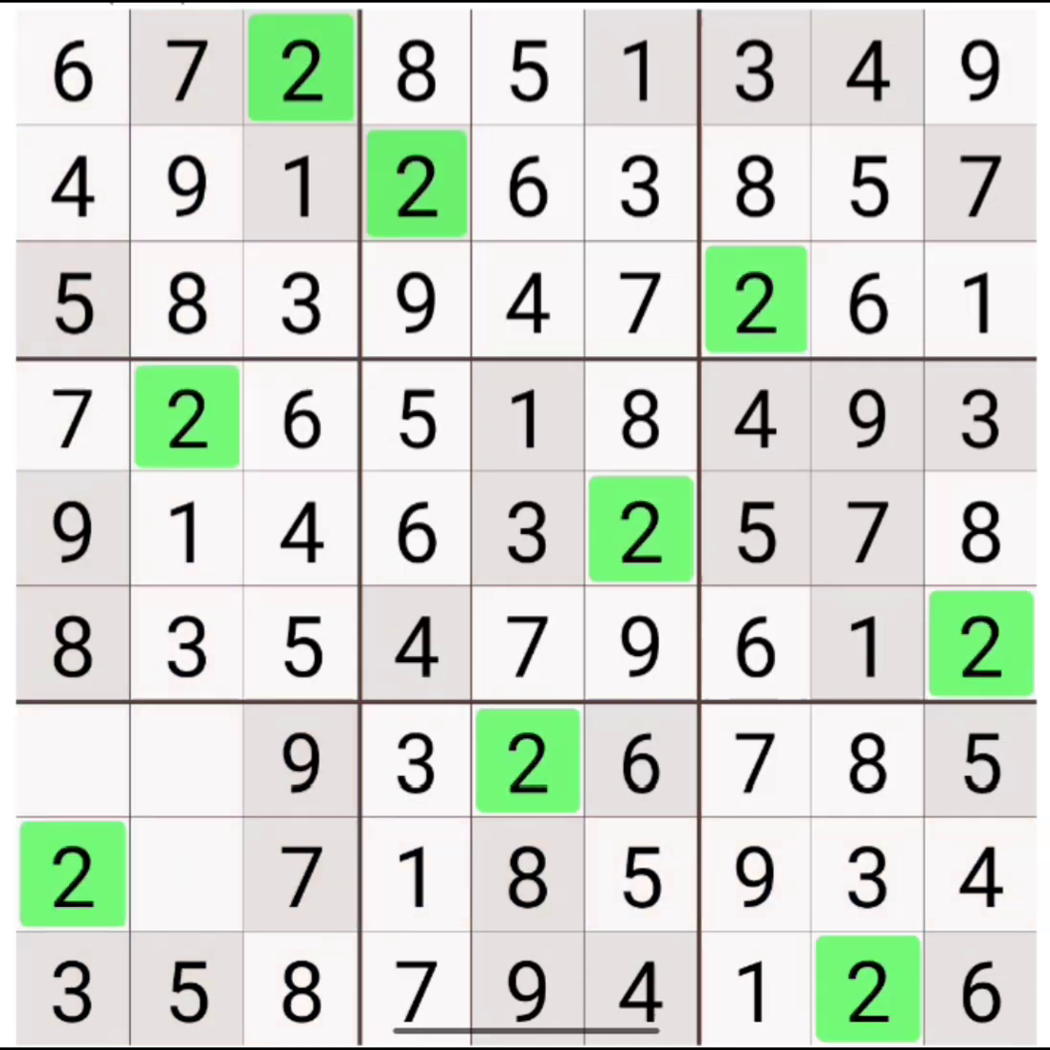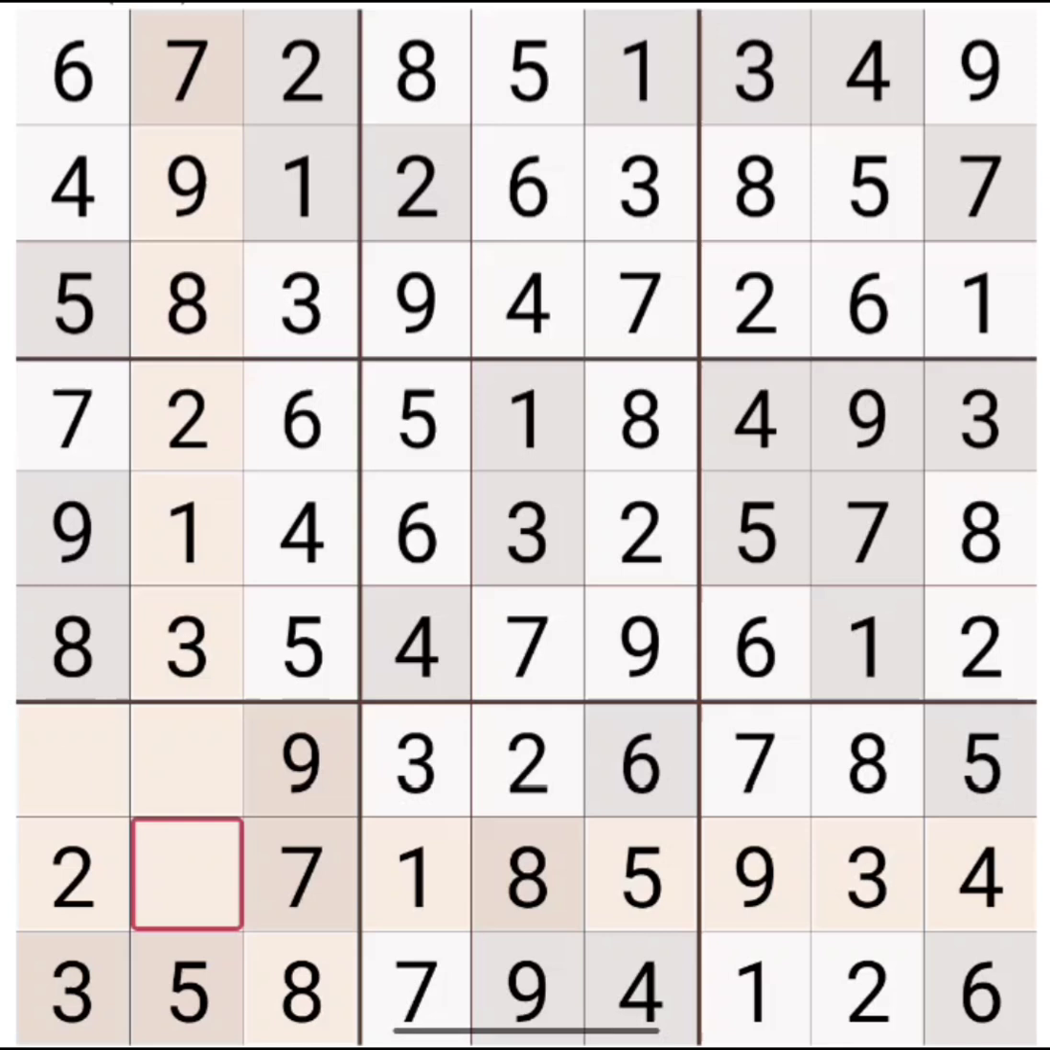Now, 1, 4, 6 are missing. So, 6 we cannot give to these two cells because 6 is in the same row. So, we'll give this cell to 6. Now, 1 and 4 are still missing. So, we cannot give this cell to 1 because 1 is there in the same column. So, we'll give this place to 4 and this place to 1.